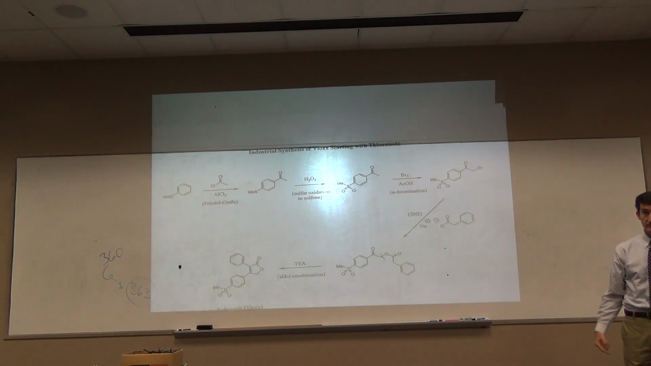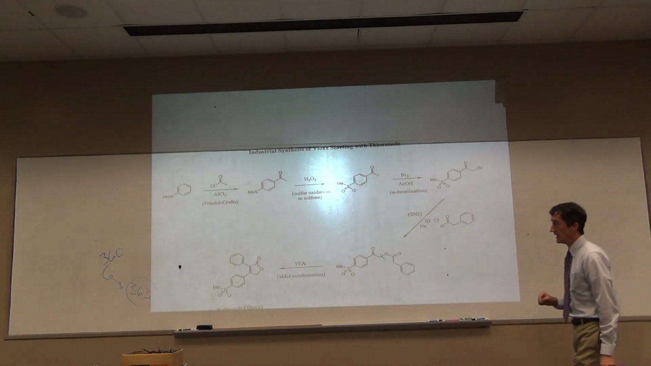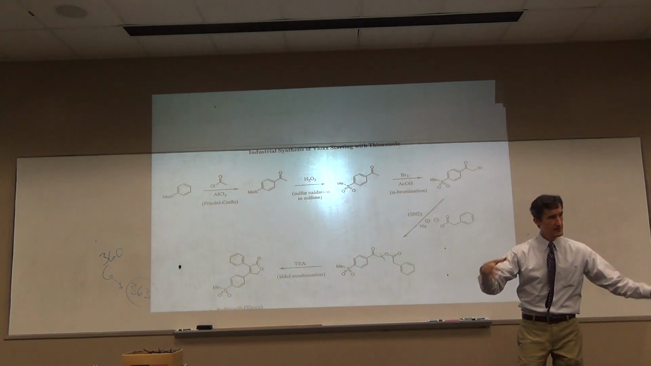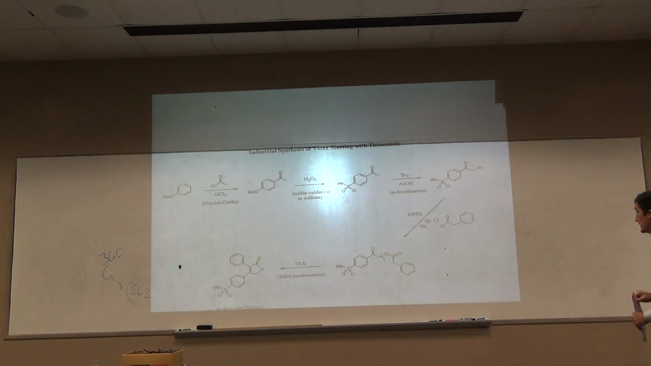And this purple handout. Okay? And the one they're doing is an intramolecular aldol to make a ring. All right?